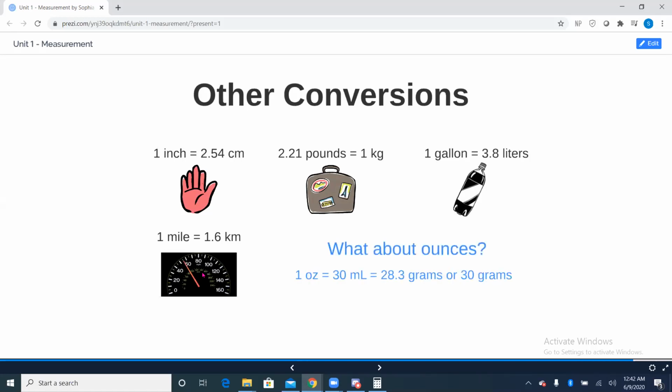So what about ounces? 1 ounce is the same as 30 milliliters. And we said before that milliliters equaled grams. So it should be 30 grams, but other people say it's 28 grams. So what's going on there?